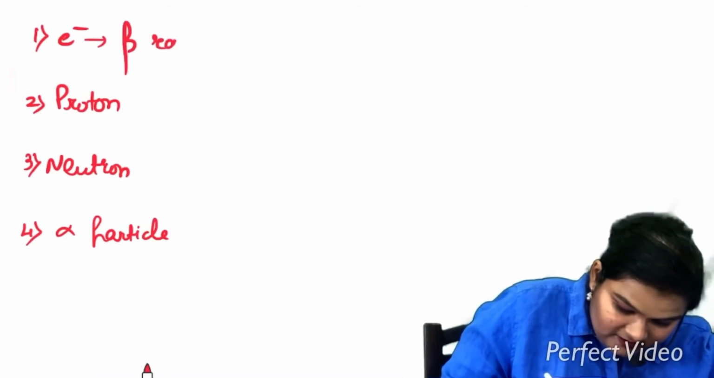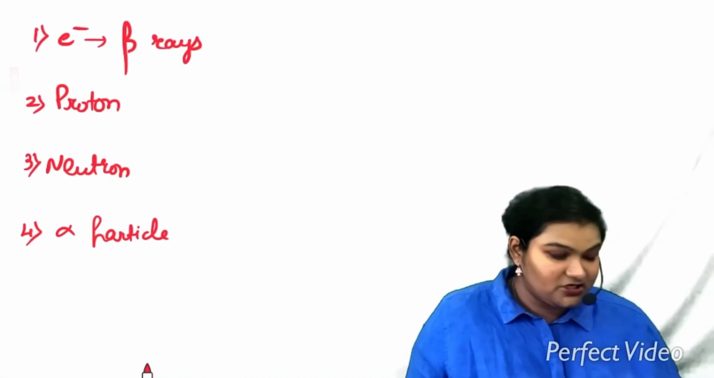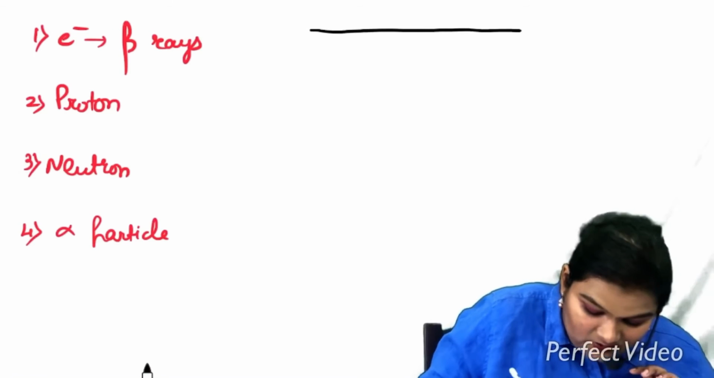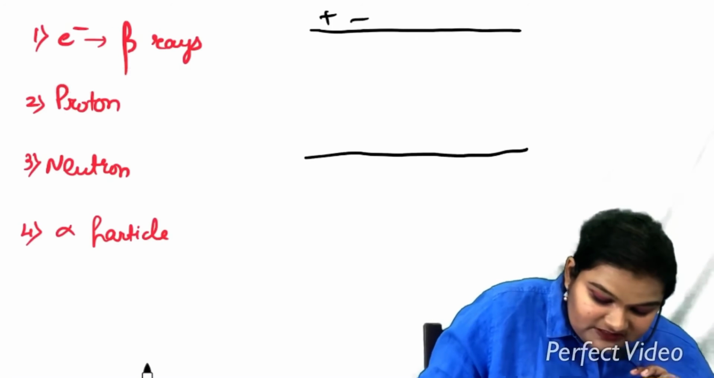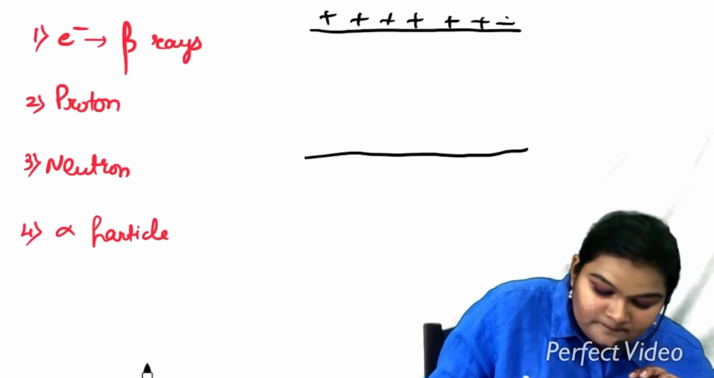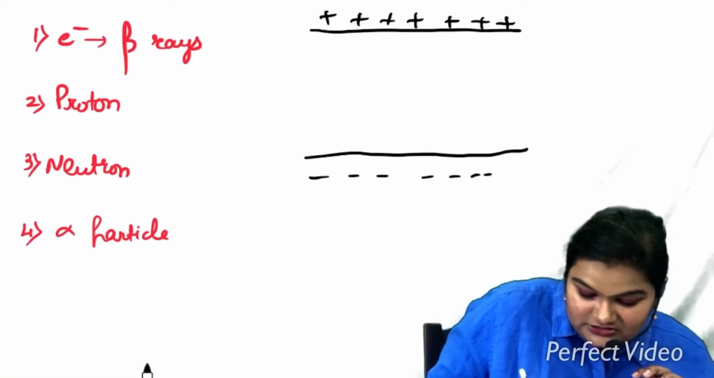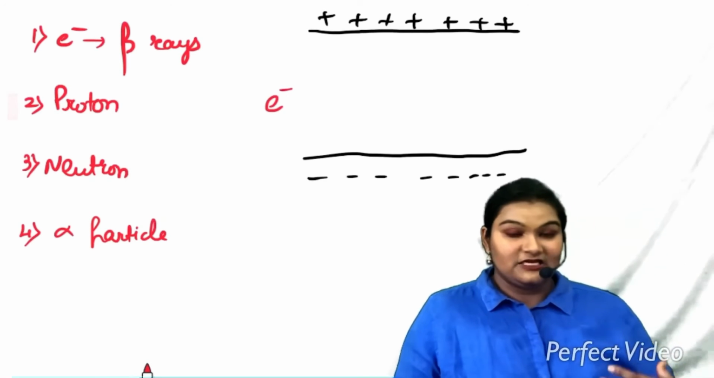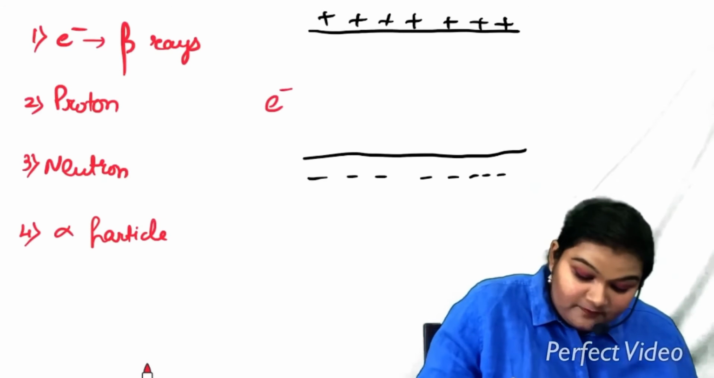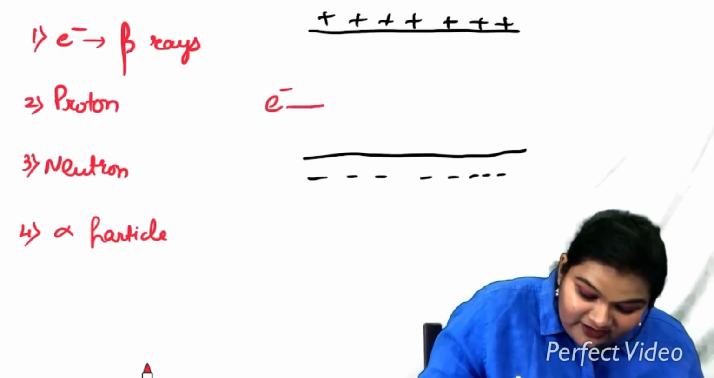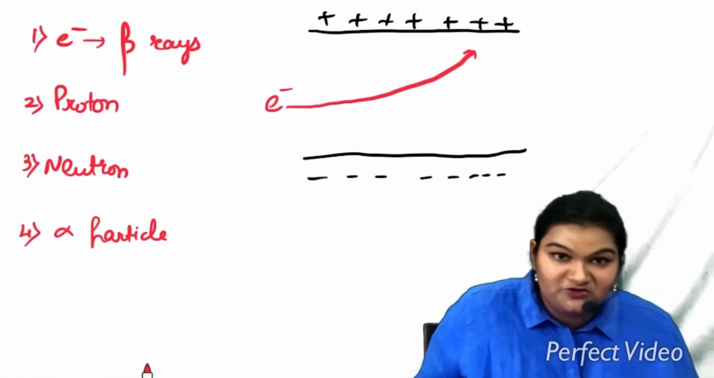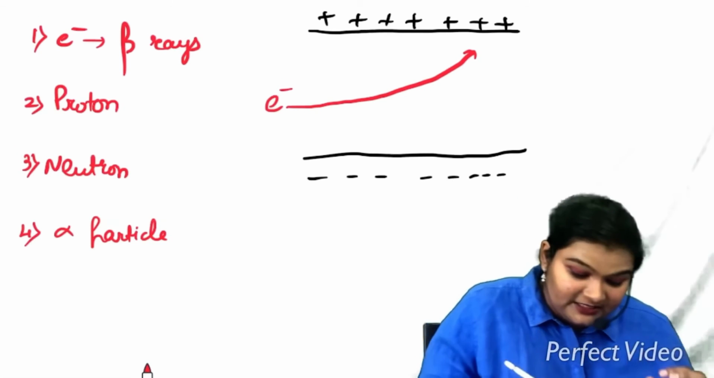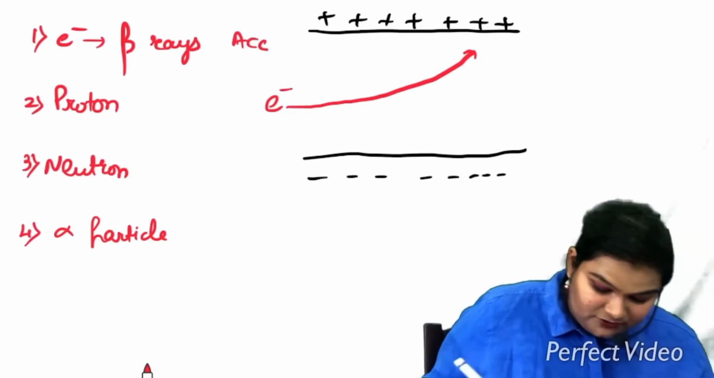Okay, they are negatively charged beta rays. Now let us take two parallel plates, one of which is charged positively and one of which is charged negatively. If we have an electron here, obviously the electron is negatively charged, and when it passes through these two parallel plates, it will deviate and accelerate towards the positively charged plate. So under the influence of the electric field, this electron shows acceleration.